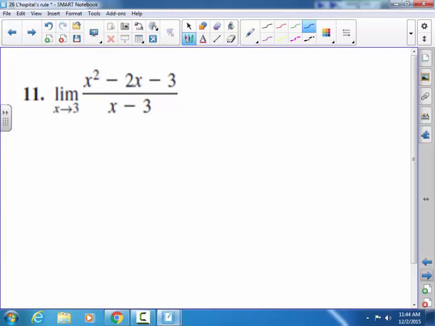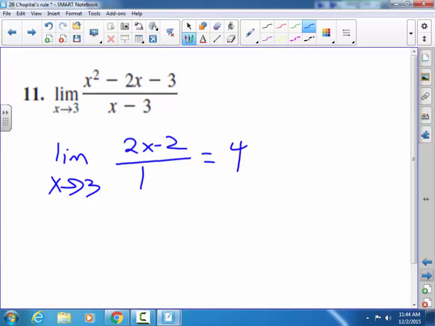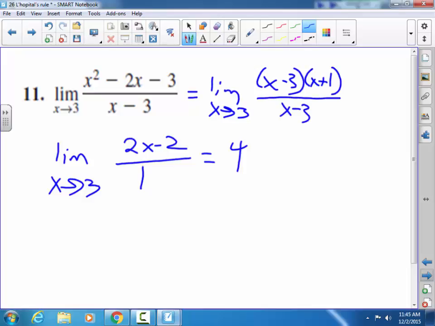So if we use L'Hopital's rule, then this becomes 2x minus 2 in the numerator and 1 in the denominator. And suddenly, we can do 2 times 3 is 6 minus 2 is 4 all in our head. Had you gone ahead and done this the old way, you would have factored it as x minus 3 and x plus 1. And then the x minus 3's would cancel, and you'd evaluate it by putting the 3 in, and you'd still get to 4. So either way, you're going to wind up with the same answer there.